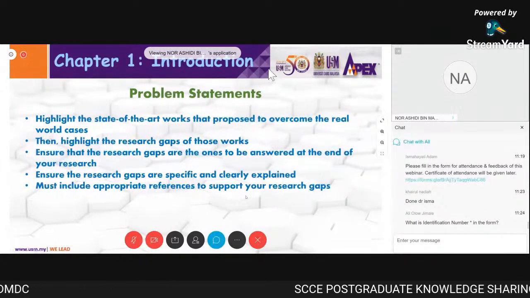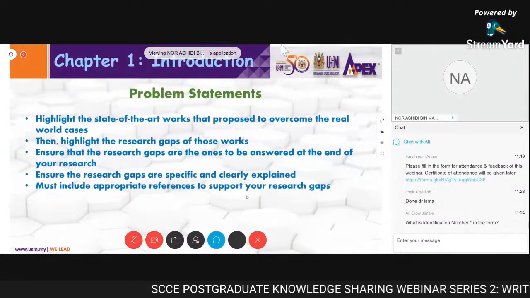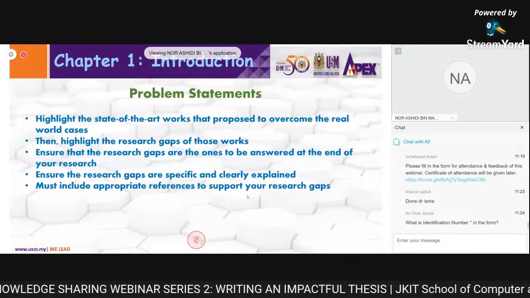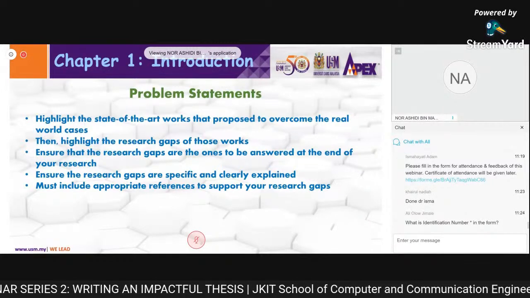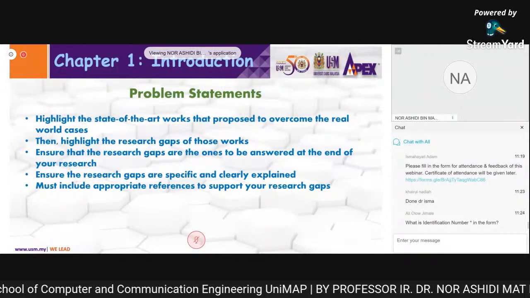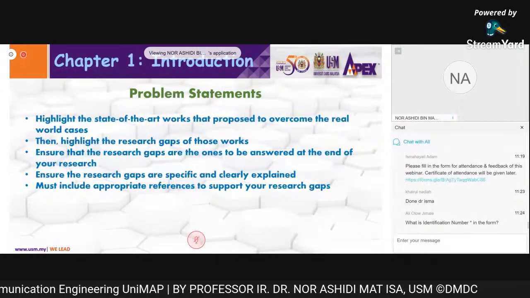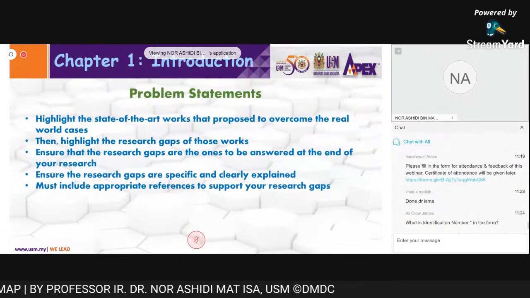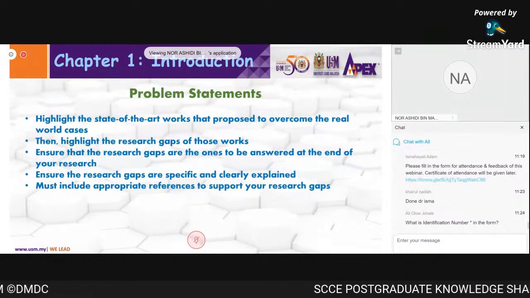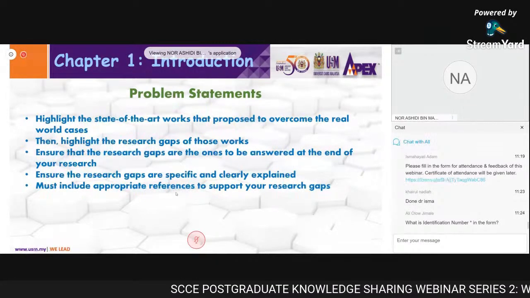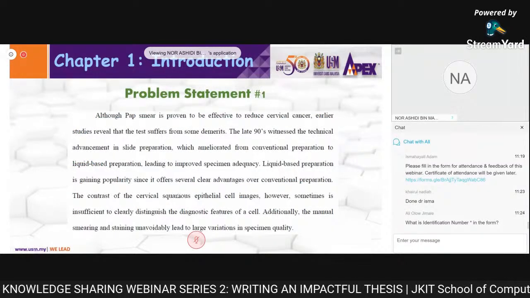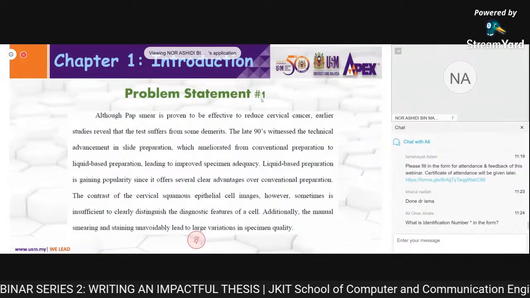This is a must. You can use assumption, but it must be supported by references. You cannot use 100% assumption. This is not a good one. So you must make sure that whatever assumption you want to share, it must be supported with appropriate references. Okay, this is one example of the problem statement.